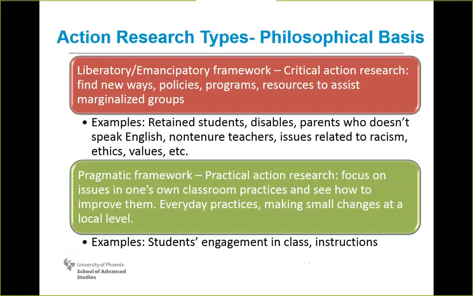So there are two types of action research coming from slightly different philosophical bases. The first one, as I just briefly explained, is coming from this liberatory, emancipatory framework, believing that we need to really liberate people, and this type of action research is called critical action research. And they are looking for ways, policies, programs, or resources that assist marginalized groups.